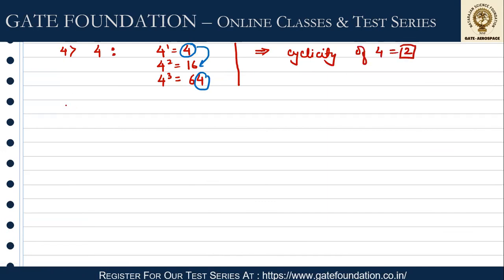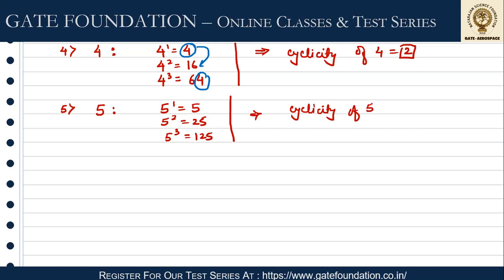Let's talk about 5. So 5 raised to 1 is 5, 5 raised to 2 is 25, 5 raised to 3 is 125. In any case, the unit digit does not change. So you may raise it to any power, but the cyclicity of 5 is going to be 1, because after every power it is going to be 5 only. The unit digit is not going to change.